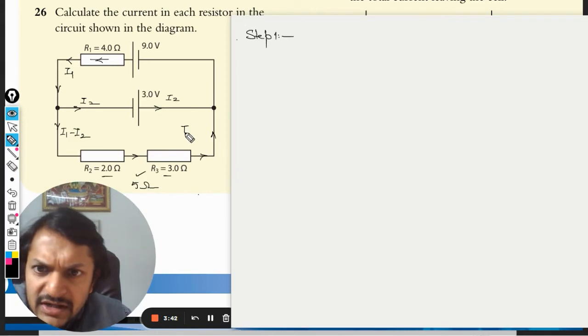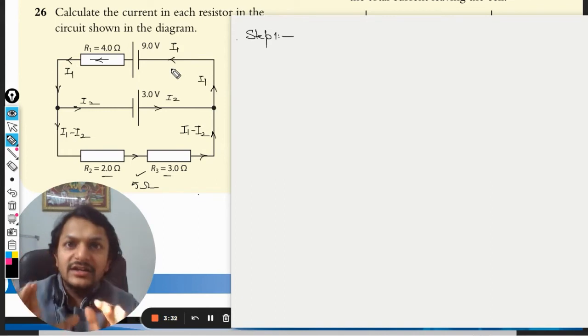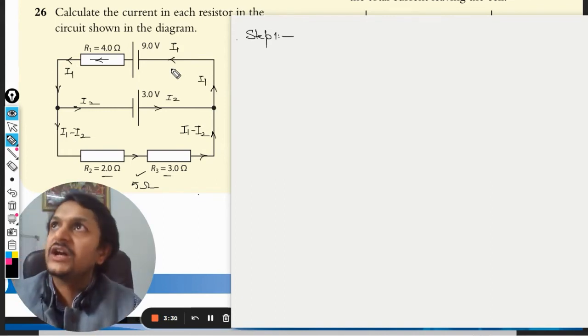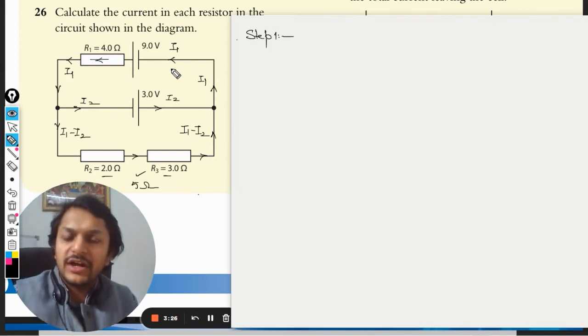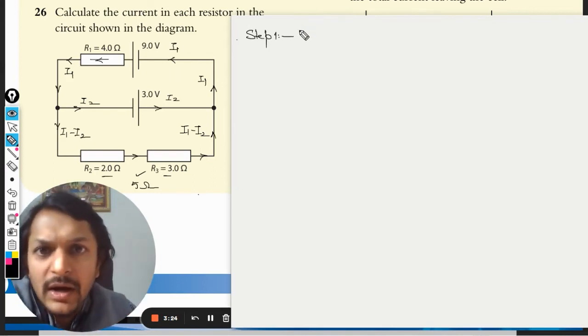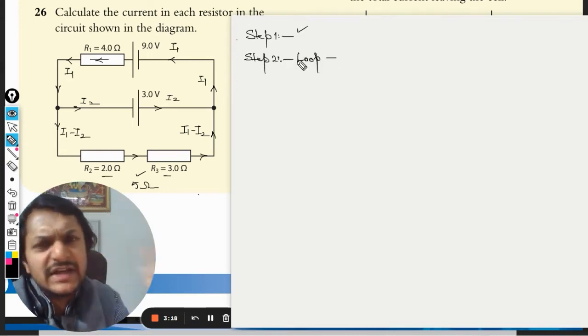So the current here will be I1 minus I2, and it is now added with I2, so the current in this circuit will become I1, and I1 current is now returned to the battery from where it first started. So this is how we have distributed the current throughout our circuit. So step number 1 is complete now. Now what is step number 2? Step number 2 is to identify the loop and write the equation.